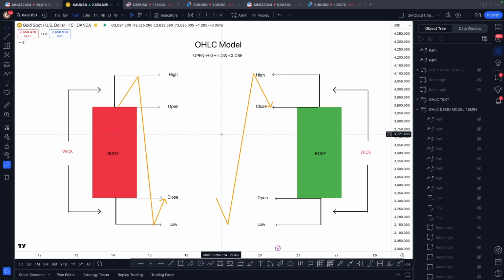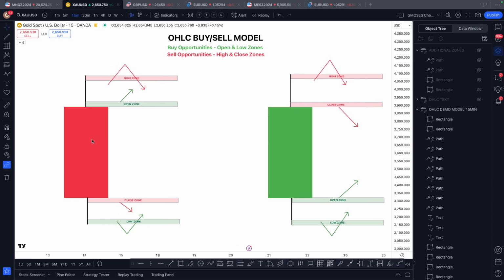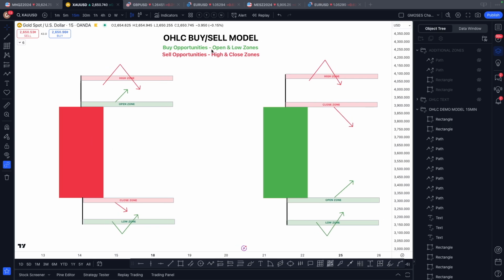All right, you guys, so let's shift a bit and let's look at this OHLC model and how we can capitalize on this to gain buy and sell opportunities, okay? So typically, buy opportunities will come at your open and your low points of a candlestick, okay? And this is based on a weekly candle or a daily candle, okay? Your sell opportunities will happen at your high and your close points. Okay, and then I'm gonna also show you guys some additional opportunities that we can take as well.